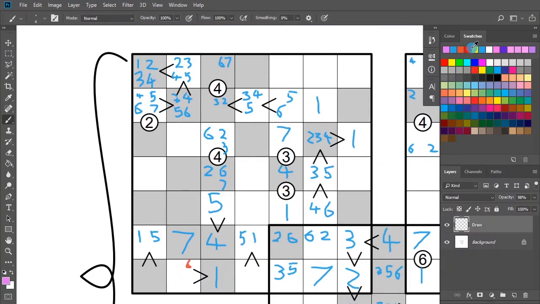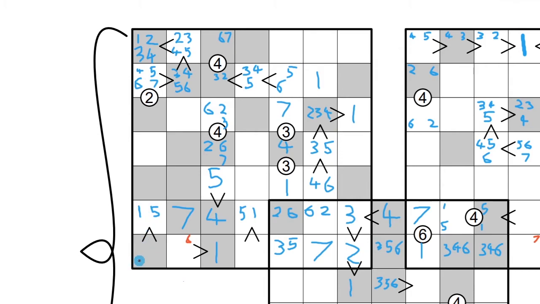What are the possible numbers here? Maybe I can find a pattern. Possible numbers here are not 2, because 2 is already in that row. 3, sure. 4, 5, and 6. That's a lot. Shouldn't really be writing down 4 numbers. Possible numbers here are 3, 4, 5, and 6. Ugh.